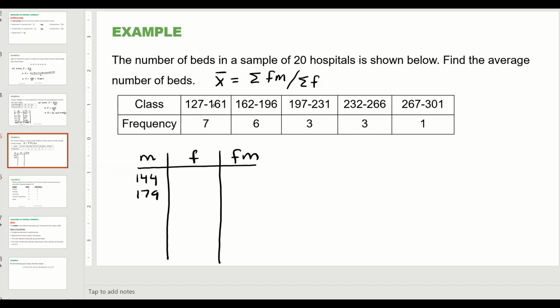For the third class, 197 plus 231, and then divided by 2, it will be 214. Make sure you check that in your calculator. For the fourth class, 232 plus 266, and then divide the result by 2, it will be 249. And for the fifth class, 267 plus 301, and divide the result by 2, it will be 284.